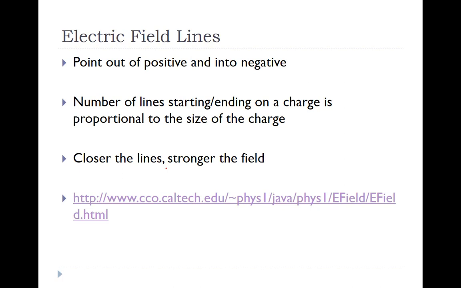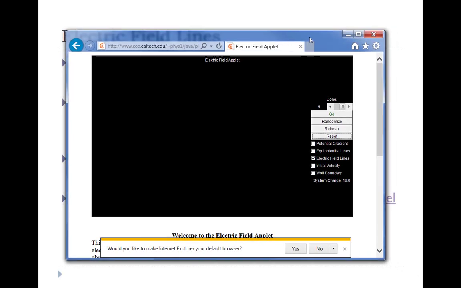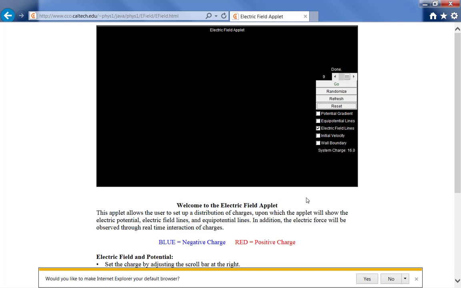Now, this simulation runs in Java, which may or may not work on your computer. And for that, I'm sorry, but it really is better than most of the other ones I've seen. So I still use it for that reason. When you pull up the simulation, you will see something like this. It does usually have a couple more of the boxes here on the right checked. I've unchecked them so that all we're looking at is the electric field.